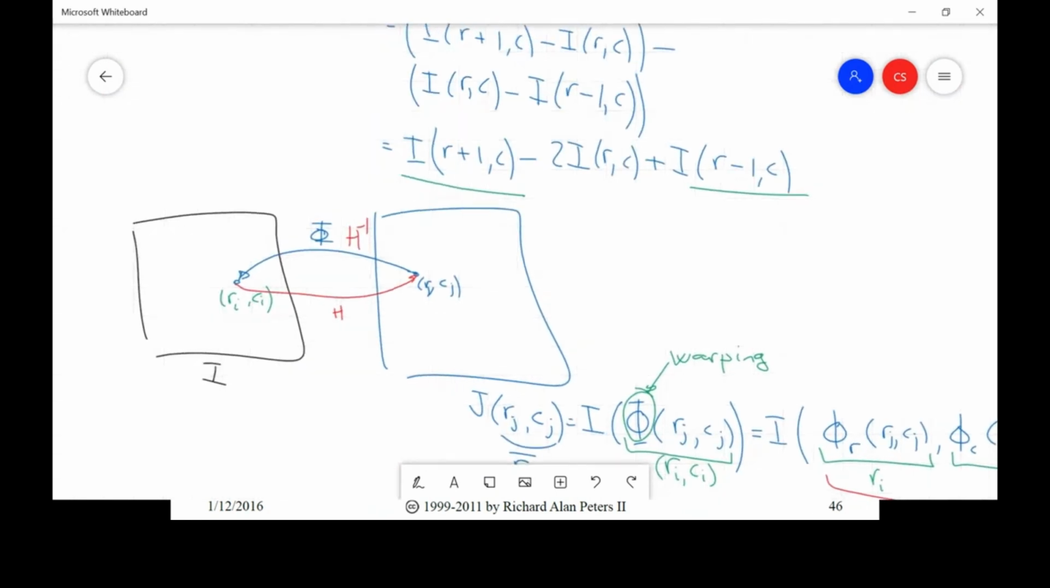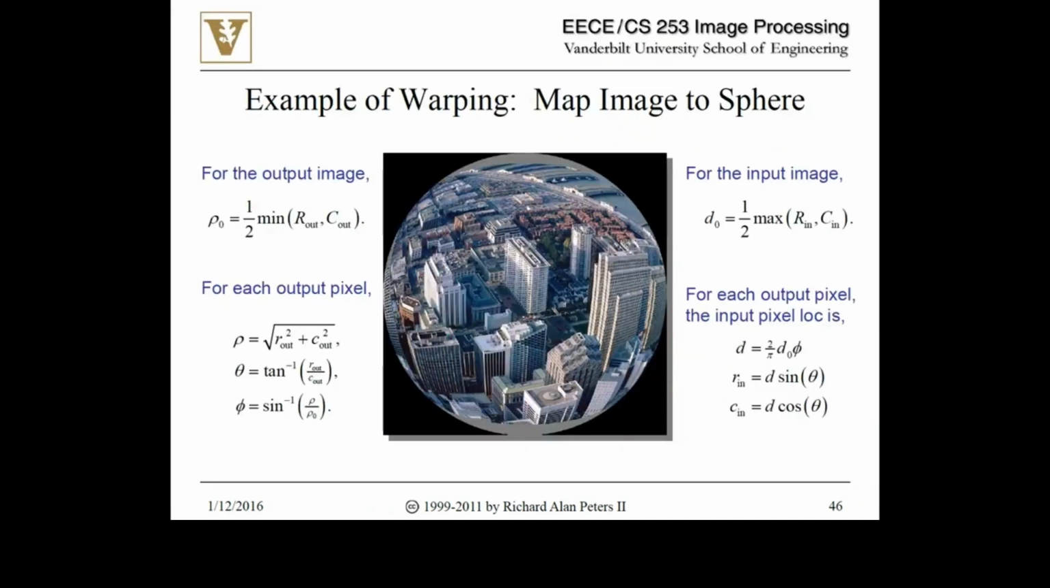Yeah, so we take a point in the output and find a point in the input. For every point in the output, around C out, this is the J coordinate, I will compute rho. I will also compute theta. And I will define phi as the arc sine of rho divided by rho zero. So now I have three parameters.